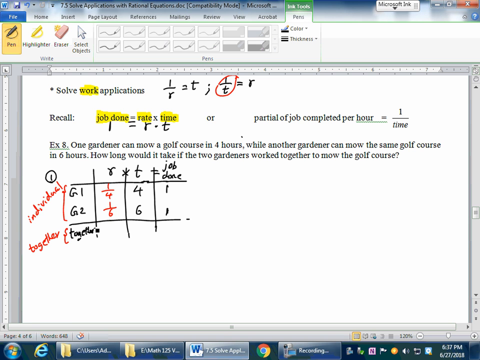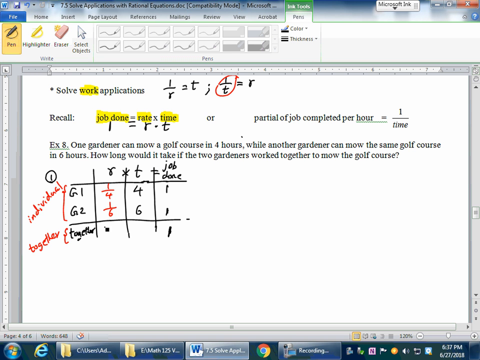And what we are interested in is how long does it take for them to work together. So we don't know the time that needs to finish, right? Working together, we are still cleaning up one job, mowing the same golf course, which is one job. But this time you are working together, so your rate will be the combined rate of those two.